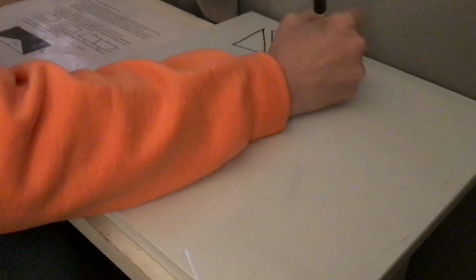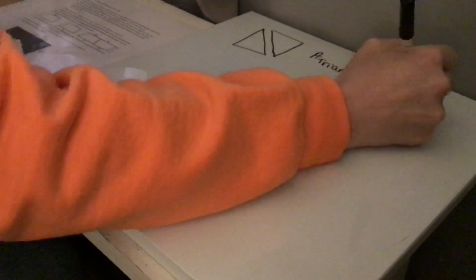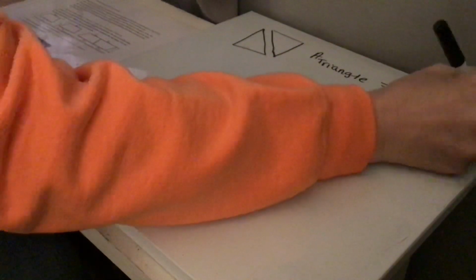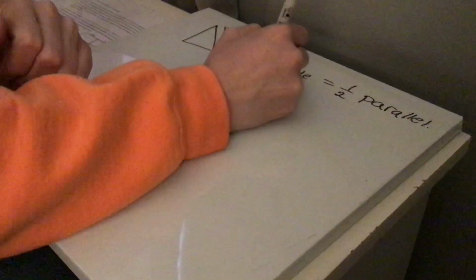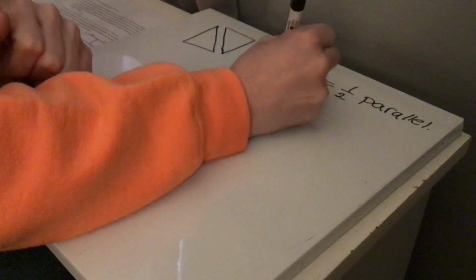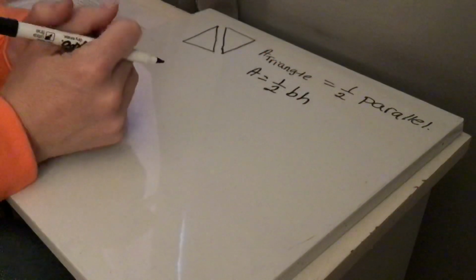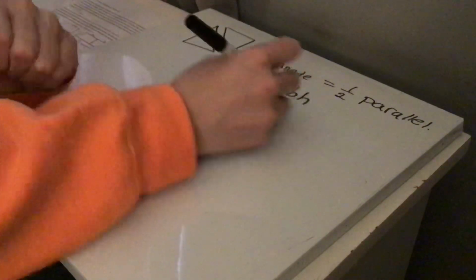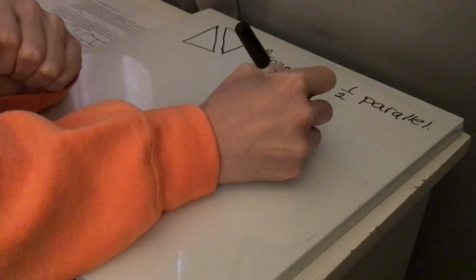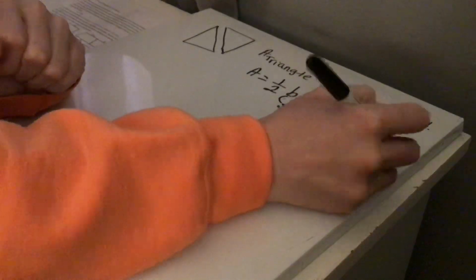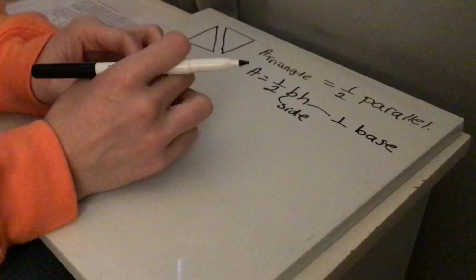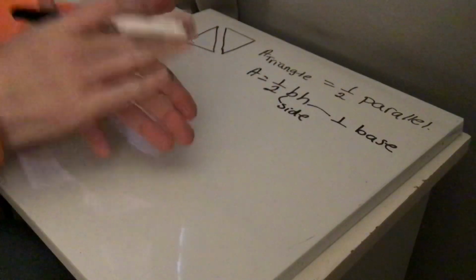So that tells us that the area of a triangle is half the area of a parallelogram. Well, we know the area of a parallelogram was base times height, so the area of a triangle is 1/2 base times height. You can use any side as the base, and then the height has to be perpendicular to the base. The height is always perpendicular to the base, whether it's a parallelogram or a triangle.